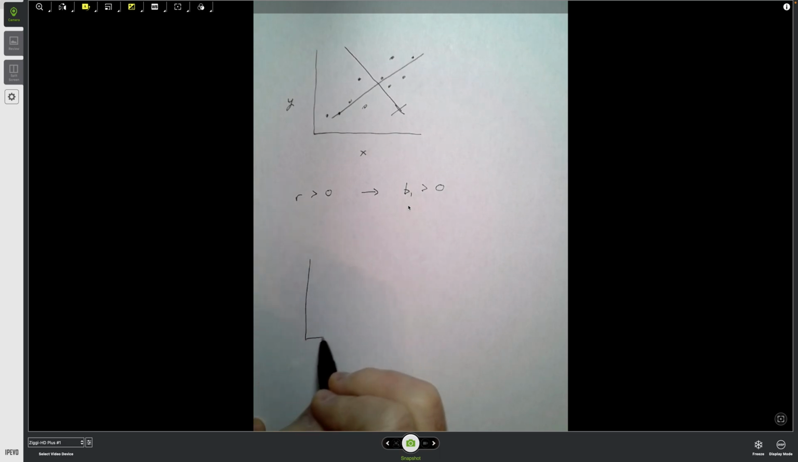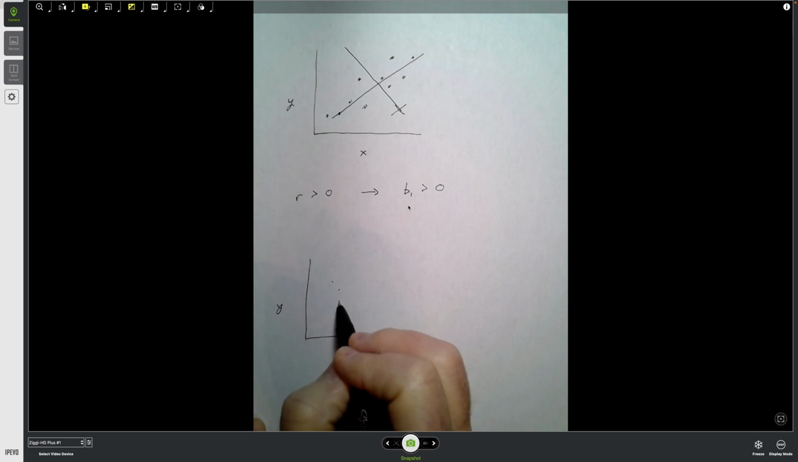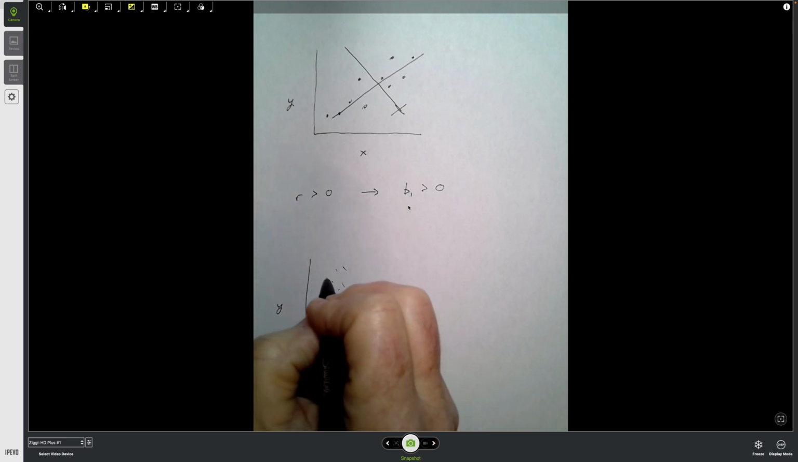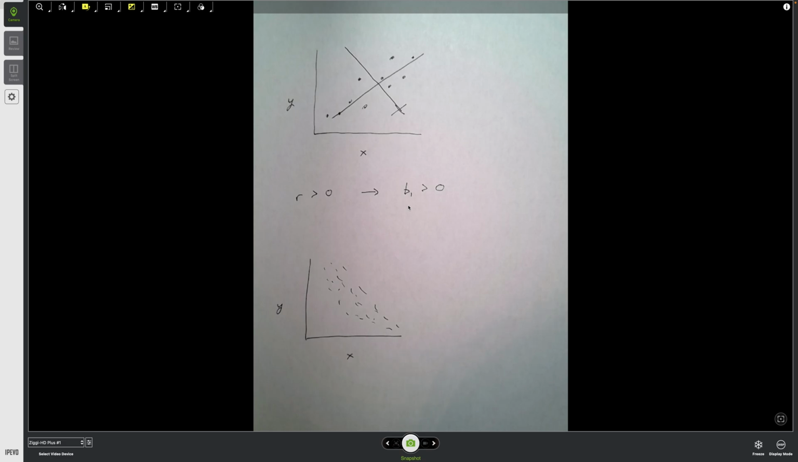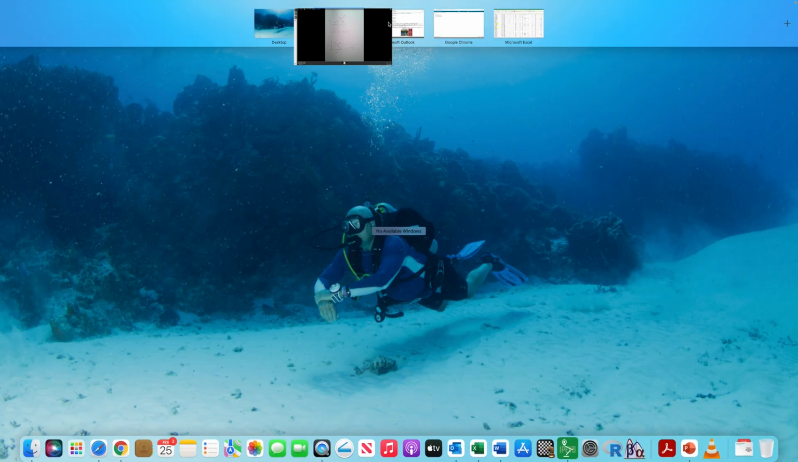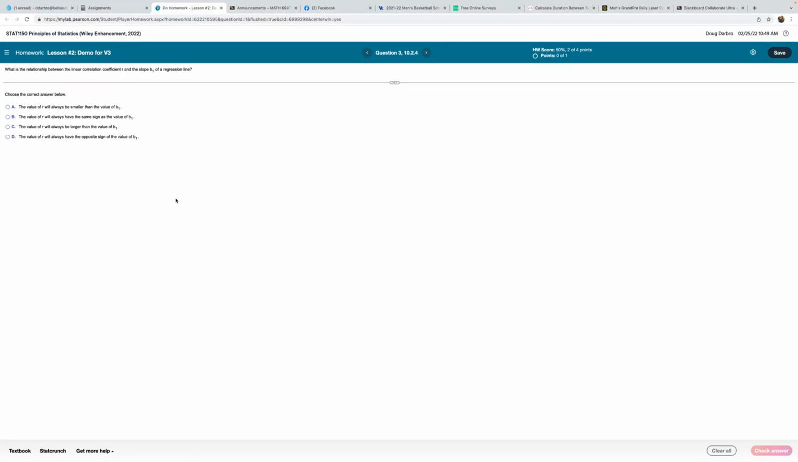And the same thing goes with a negative relationship. Let's just put in some points here that are clearly declining in value as X gets larger. Clearly here, the R value would be negative. It'd be less than zero. Again, it would be really goofy statistics if we created the line of best fit that had a slope other than the direction. So I think that was worth taking a look at. So the value of R will always be smaller? That has nothing to do with it. The value of R will always have the same sign as the value of B1, absolutely.